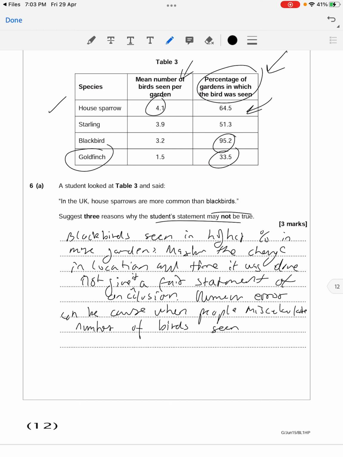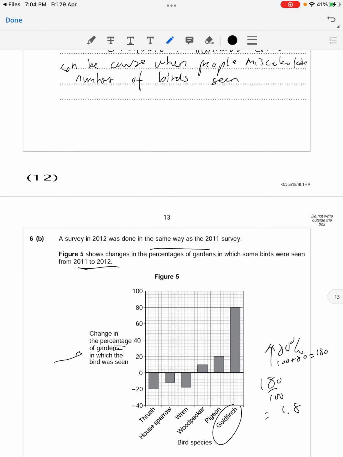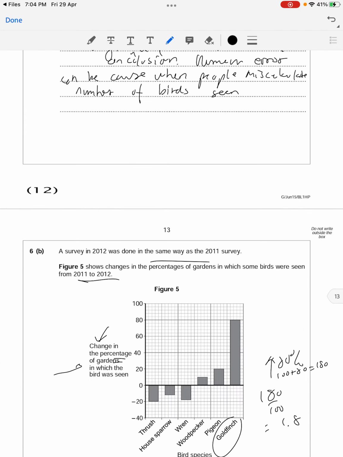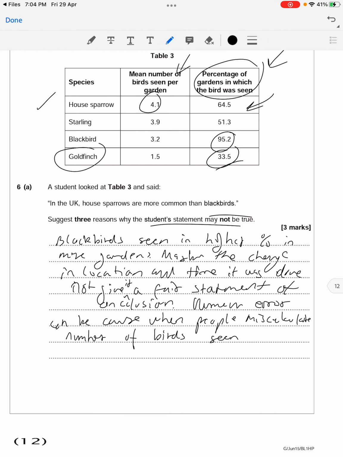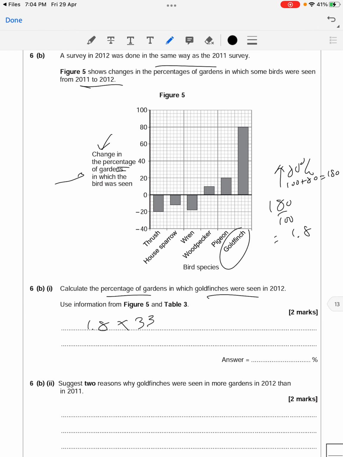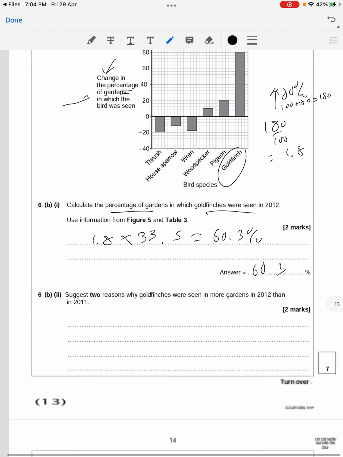So with a 1.8 increase, the number of goldfinches seen is 33.5. Because this is a change, we're just going to go with the increase. So 1.8 multiplied by the value stored in Table 3 for the goldfinches, which is 33.5. So 1.8 times 33.5 is equal to about 60.3. That's the percentage of gardens in which goldfinches were seen, 60.3.